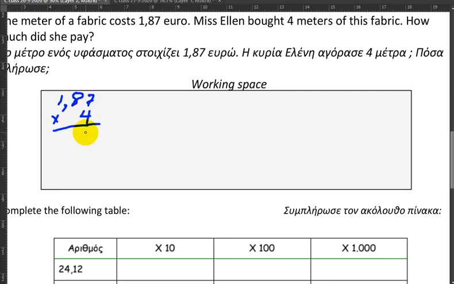Τέσσερις φορές το 7 κάνει 28. Γράφω 8, κρατάω 2. 4 φορές το 8 κάνει 32 και 2 κρατούμενα 34. Γράφω 4, κρατάω 3. 4 φορές το 1 κάνει 4 και 3 κρατούμενα κάνει 7. 2 αριθμοί δεξιά τα κόμματα, οπότε έρχεται εδώ το κόμμα. 7,48 ευρώ λοιπόν.